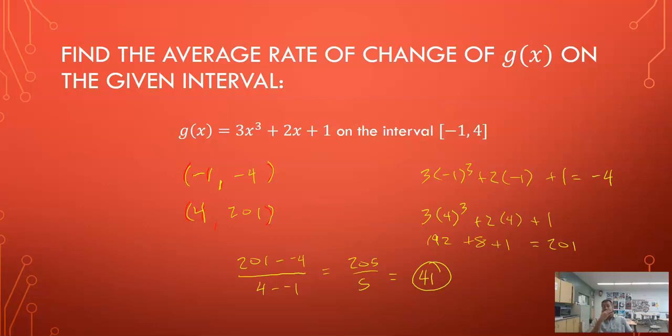Hopefully that makes sense, and this idea of finding the slope of the secant line, we're going to build on it soon enough. It will help us in the future, especially with a lot of calculus. Even though this seems kind of pointless right now, eventually this will help us in a lot of different ways.